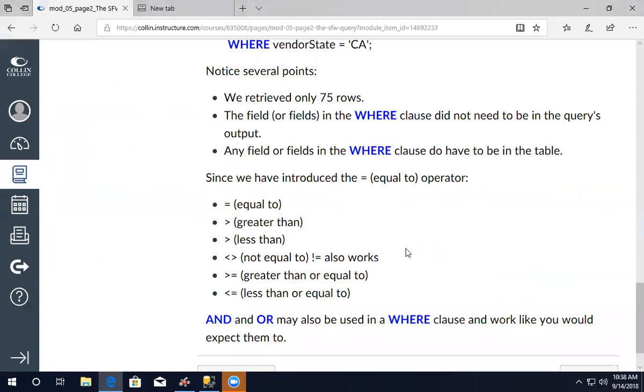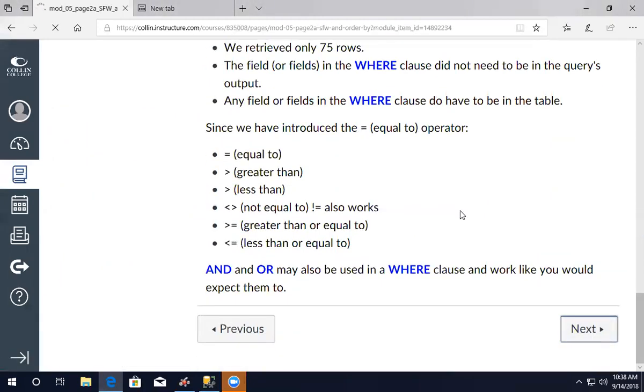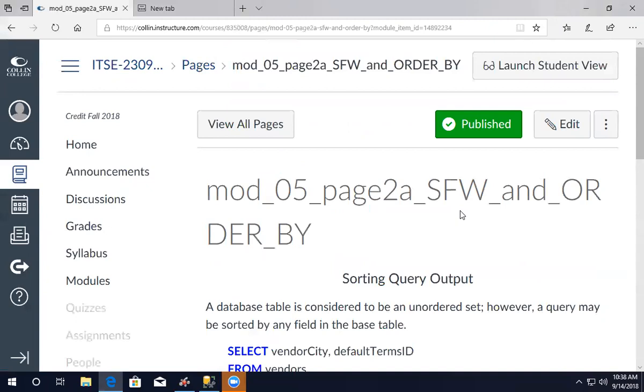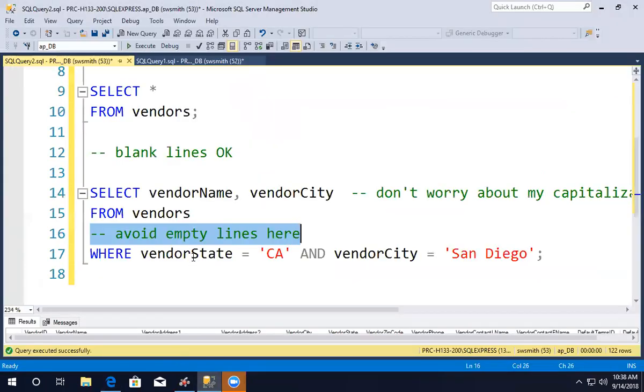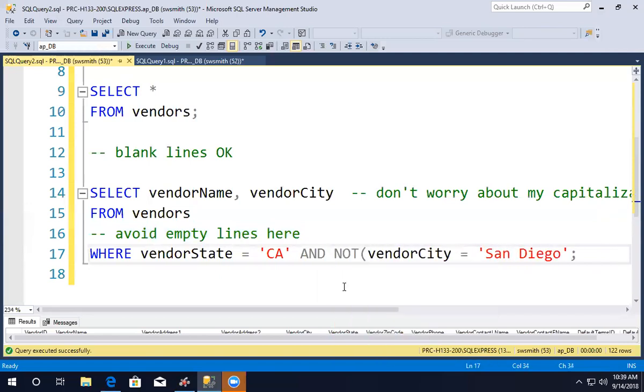Back to the next. Question: you didn't have NOT on the AND OR and NOT. I didn't say that. All I gave you at this point was AND OR, but it has another one, NOT. So when you write NOT, if I wanted to get everything except vendor city, where vendor city is anything except San Diego, I could add a NOT to it. And I should put this in parentheses when I say NOT.